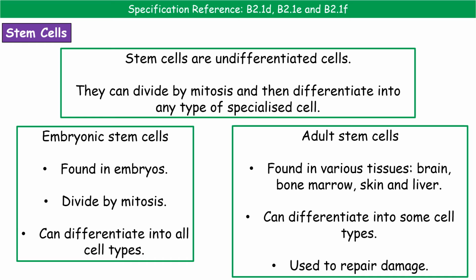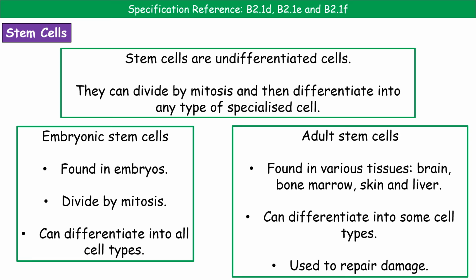So the thing we need to know about stem cells above all else is that a stem cell is an undifferentiated cell. So if they ask you what is a stem cell, undifferentiated cell is the answer to put down. The key thing about these stem cells is that they can divide by mitosis and then differentiate into specialised cells.